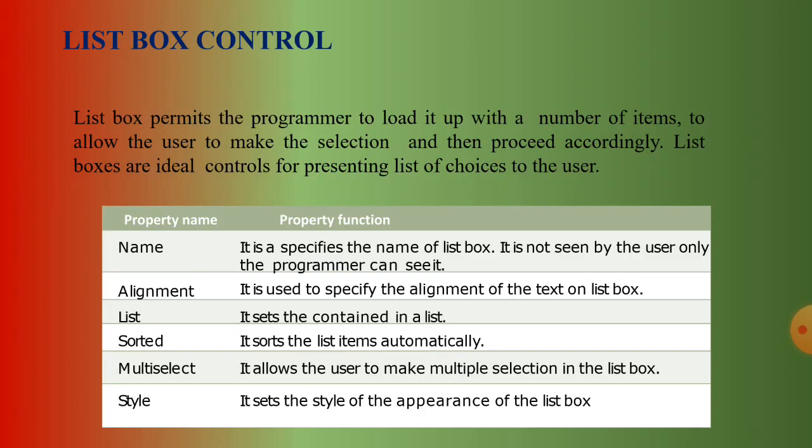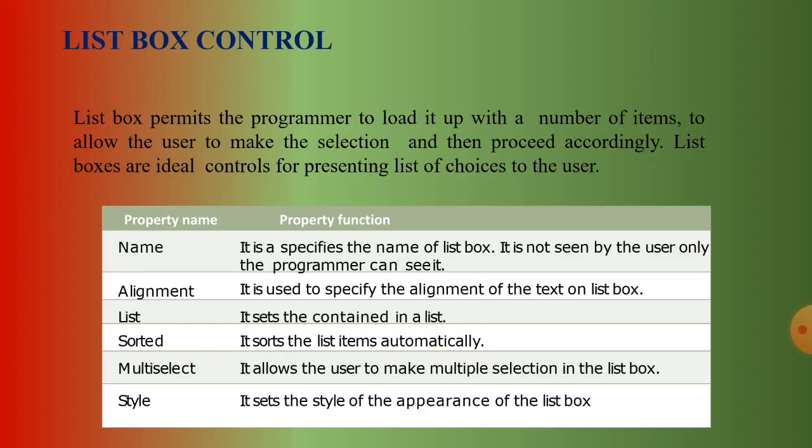Name is nothing but giving the name to the list box control. Alignment is used to specify the alignment of the text in the list box, whether you want to enter the data from the left side, the right side, or in the center. List sets the contents of the list box. Whatever data we give, it will be set into the list box by using the property known as list.